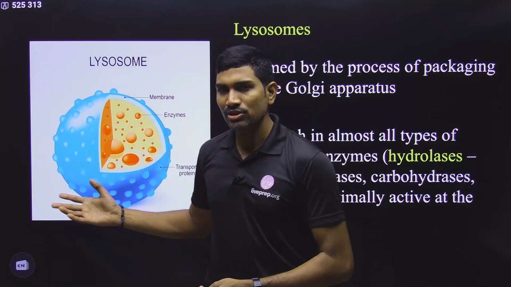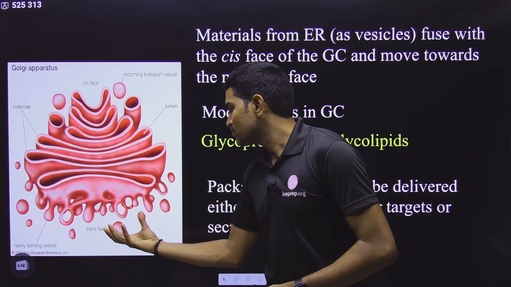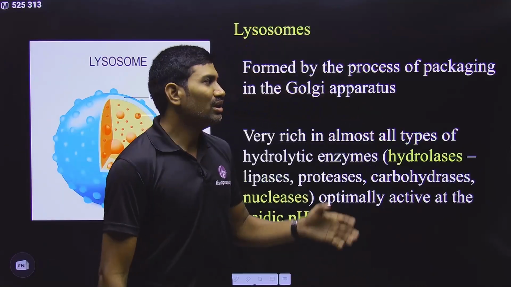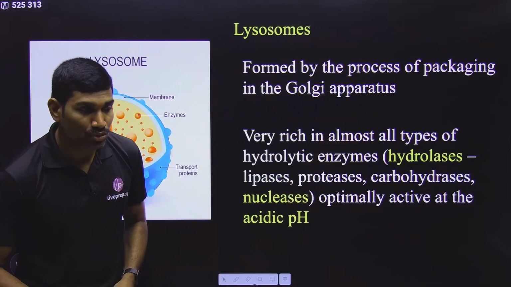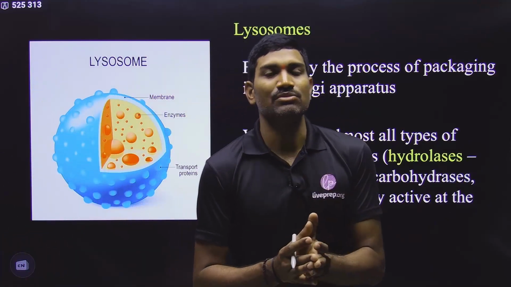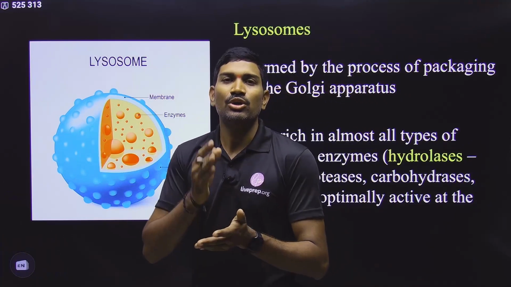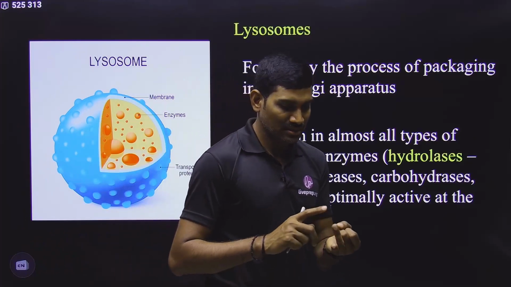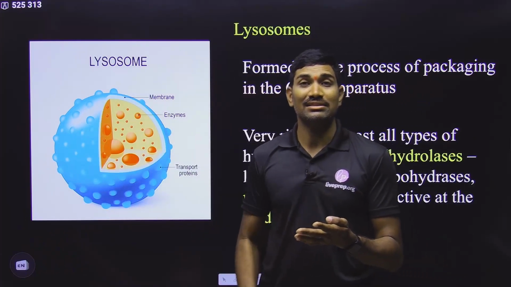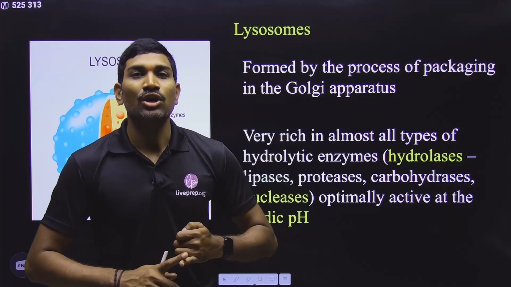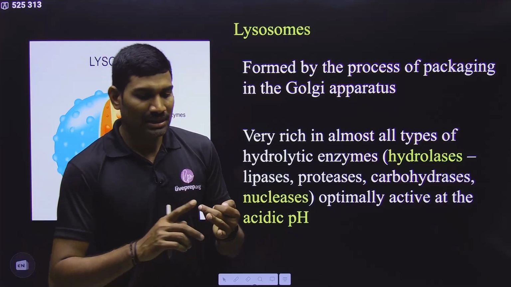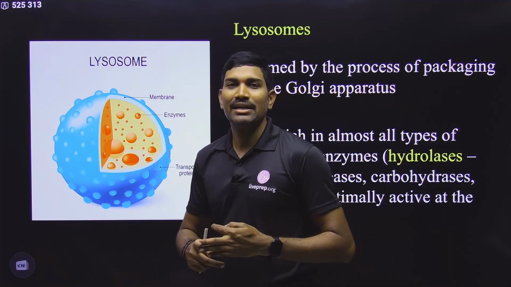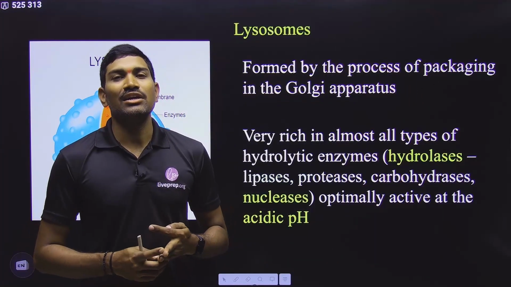So lysosomes from the Golgi complex, just now we said, from the Golgi complex this vesicle, if it is having material for lysosomes, it will go and form lysosomes. Newly formed lysosomes are called primary lysosomes, and they have some enzymes. These enzymes have the ability to digest almost all major biomolecules like carbohydrates, lipids, proteins, nucleic acids. What are the enzymes present? Protein digesting enzymes are proteases. Lipid digesting enzymes are lipases. And nucleic acid digesting enzymes are nucleases.